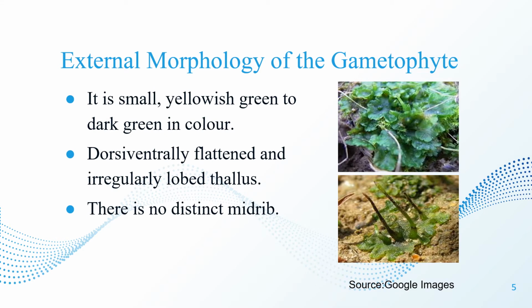Now let us see the external morphology of the gametophyte. How does it look? It is small, yellowish green to dark green in color, dorsiventrally flattened and irregularly lobed. There is no distinct midrib. You can see here in the second picture the sporophyte is quite visible.